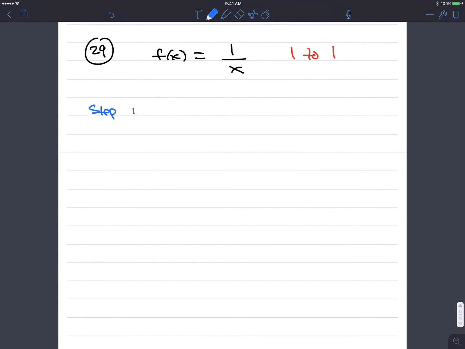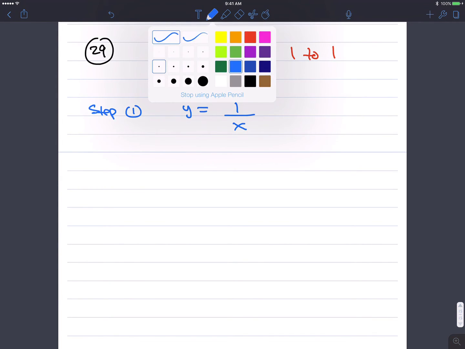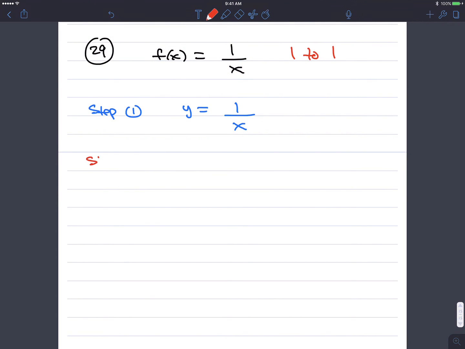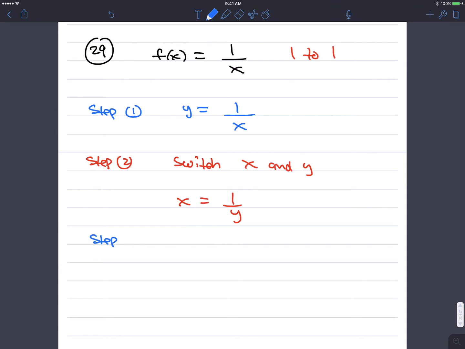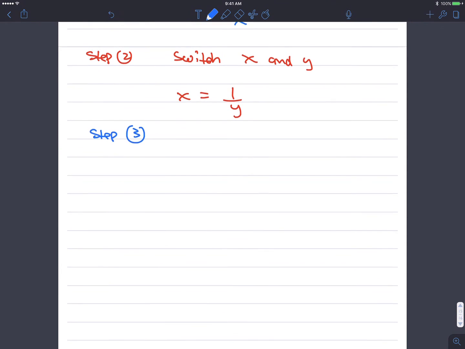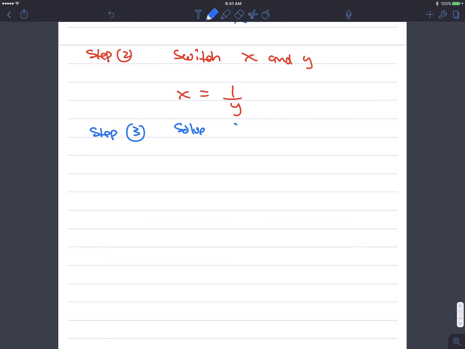Okay, let's find the inverse. Replace y with 1 over x. Is that true? Notice this process is the same. Step 2. Switch x and y. You get x is 1 over y. Step 3. What happens in step 3? Solve for y. So I get x is 1 over y.